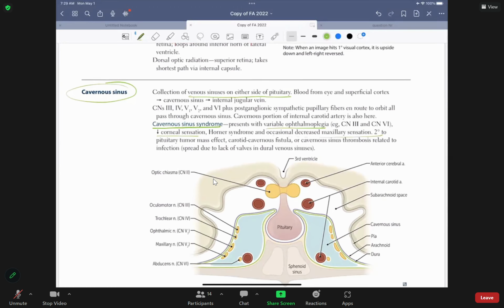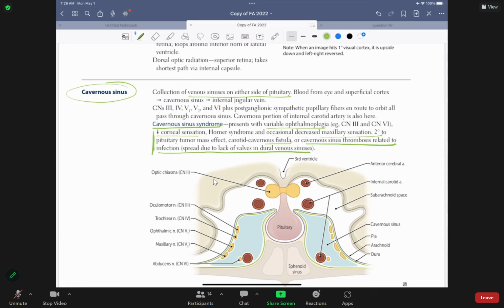Look at this: infection spreads due to lack of valves in the dural venous sinuses. One of the things you should know, veins above the neck don't have valves because of gravity, isn't it, folks? So that's one of the keys, folks. Now, they didn't talk about the specific infection around the eye. They do talk about that on your Step 2 CK, so don't forget that, folks.